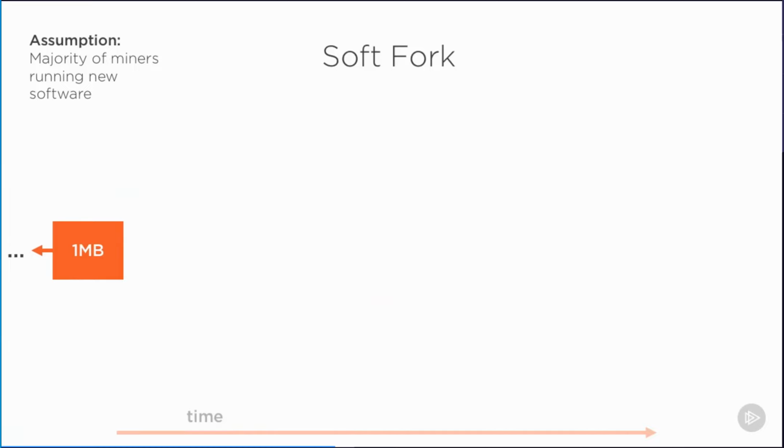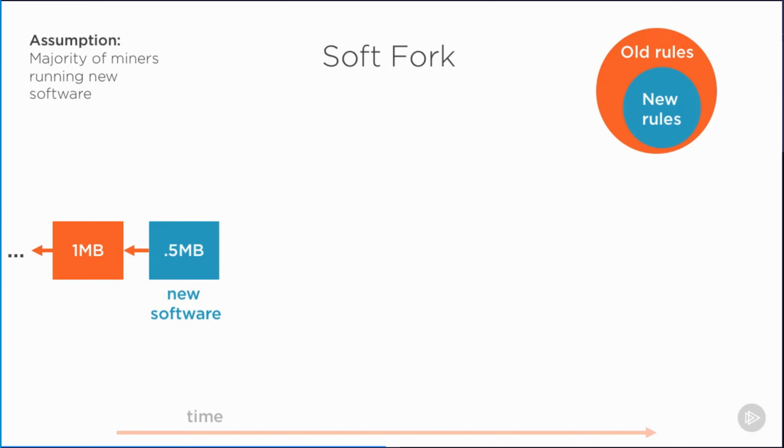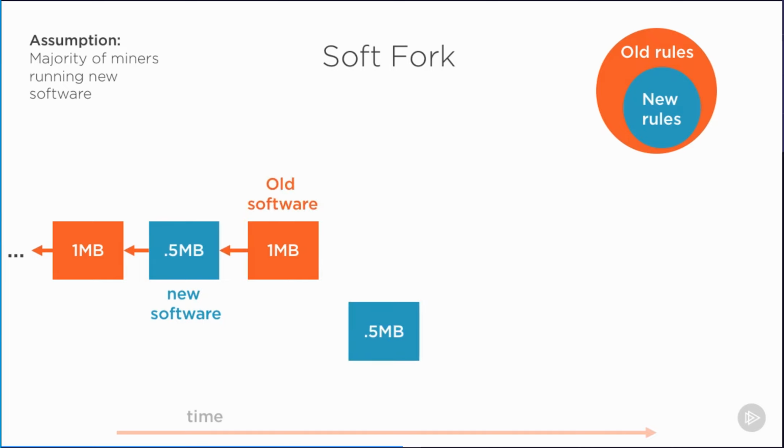Now let's walk through a soft fork. Just for illustration purposes, suppose the new software decreased the block size to 0.5 megabytes. This imposes an additional constraint on the rules that old software does not know about but considers valid. As new blocks are generated, the old software is unaware but happily builds on either. The new software only builds on smaller blocks.